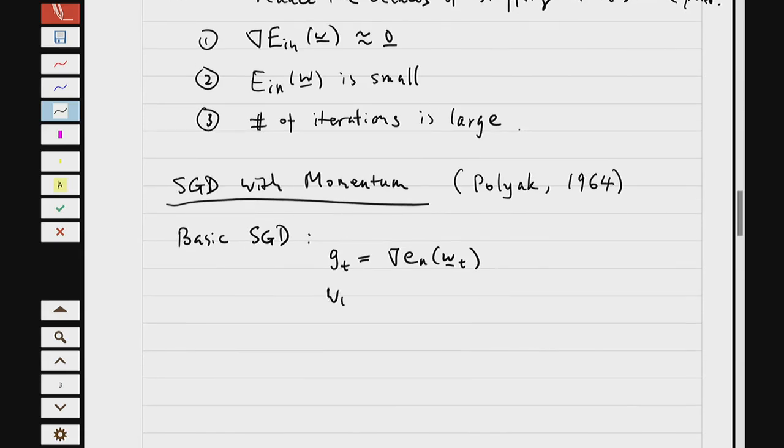and then you update w_{t+1} is w_t minus epsilon_t times g_t. It's a vector. So the idea is that we don't want to get stuck at the place where this gradient is small. So you want to give your optimization a push to get through this point that's flat. So what is that push?